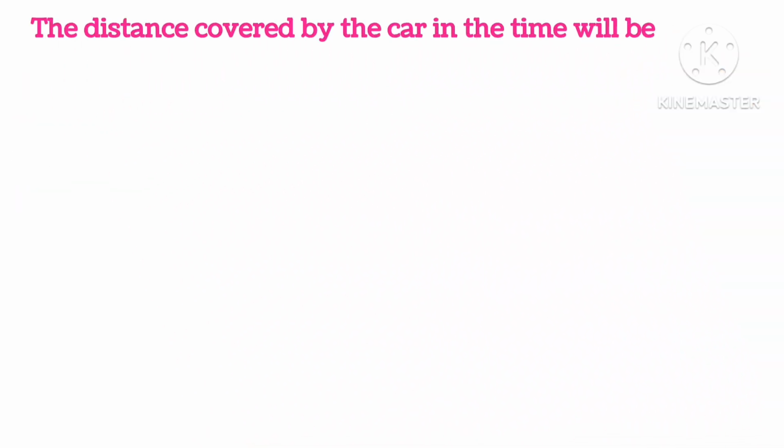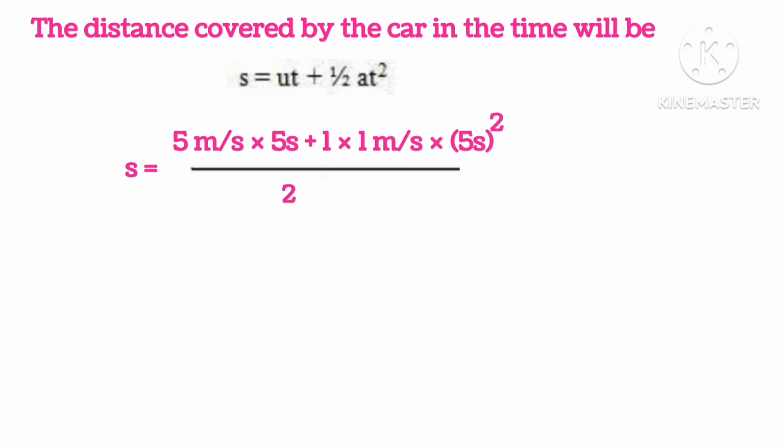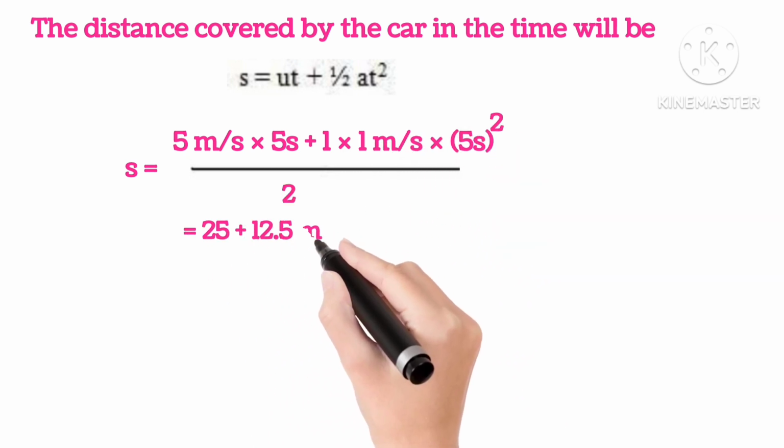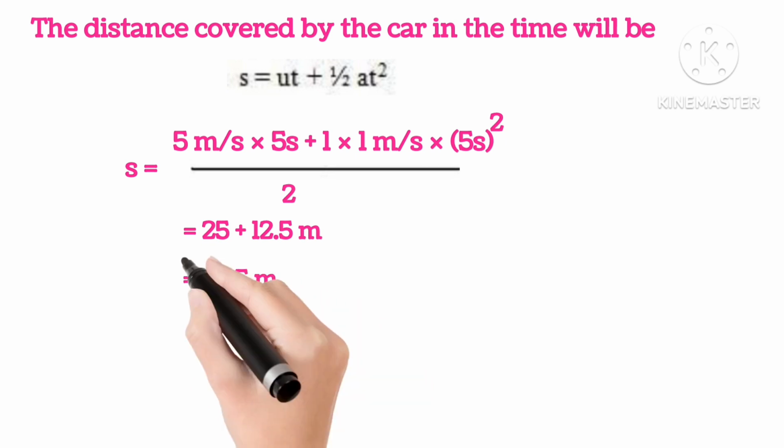Now the distance covered by the car in that time will be s is equal to ut plus half at square. So putting the values, we get s is equal to 25 plus 12.5 meter, which is equal to 37.5 meters.